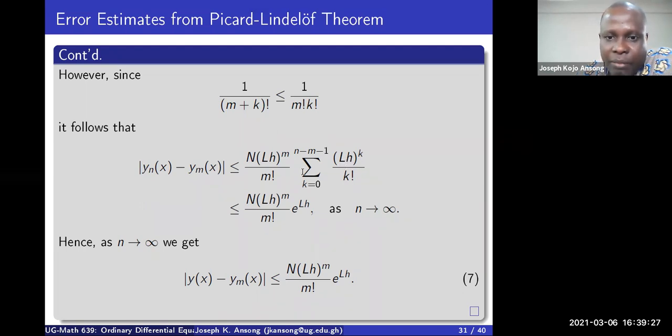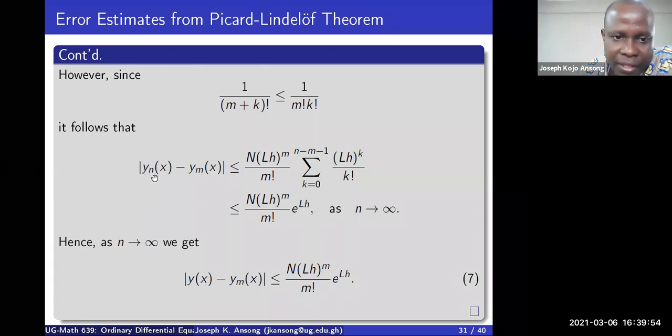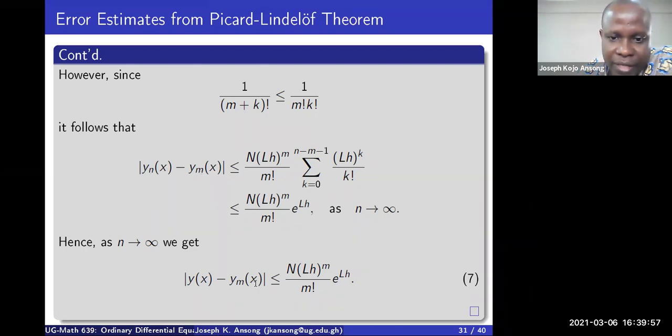So you're going to take the limit as n goes to infinity. As n goes to infinity, note that these approximations converge to y of x. So this guy becomes y of x. This is going to infinity, so this guy becomes e to the power LH. So that is what we have here. This still remains as that, and this is less than or equal to this expression, which is given by this. So if you like, this is one estimate that gives us a bound on the error we make, right?